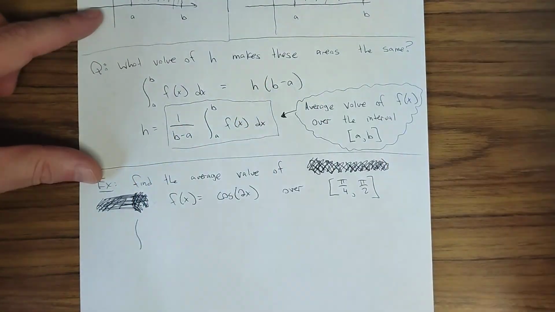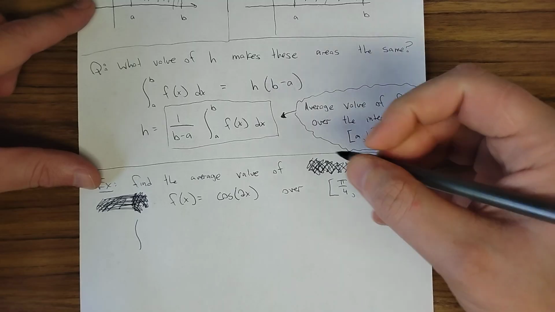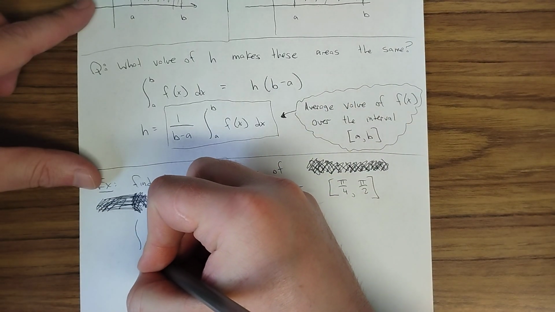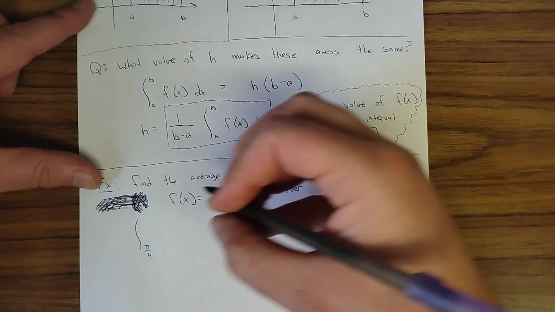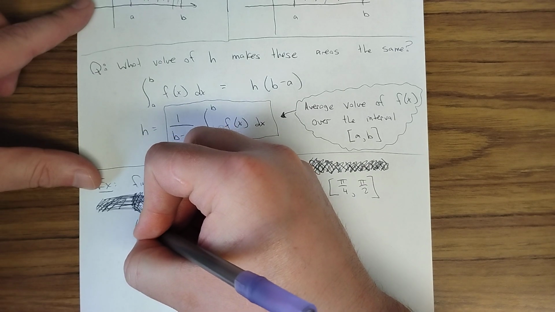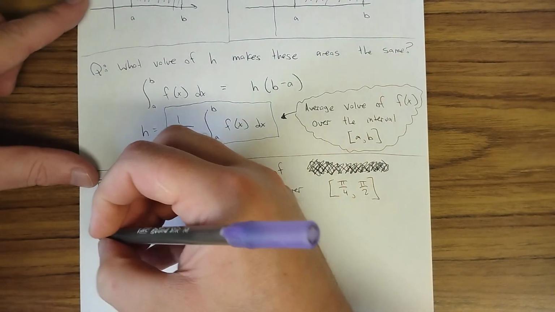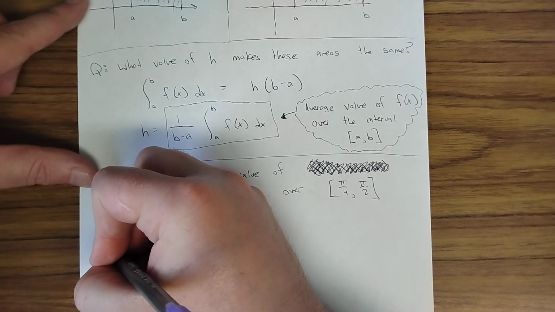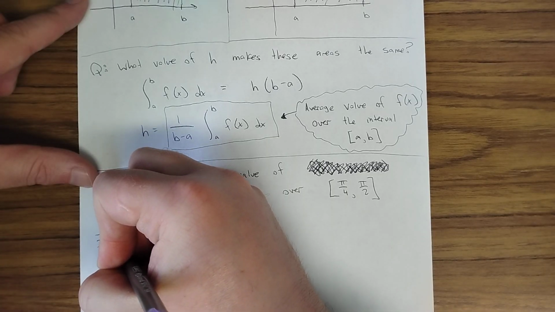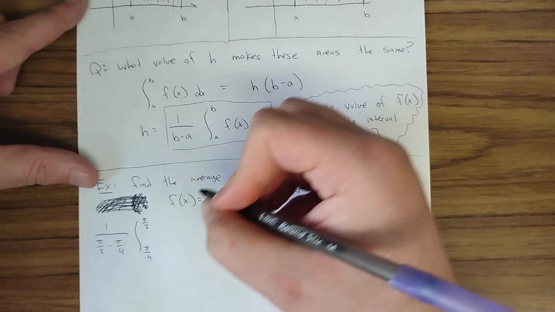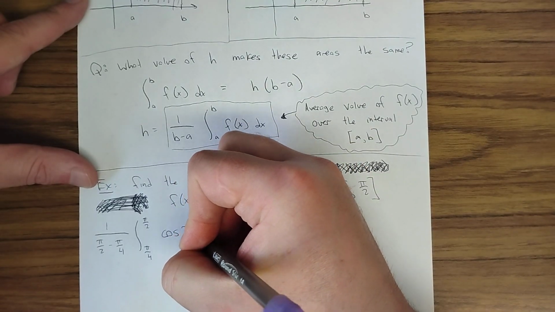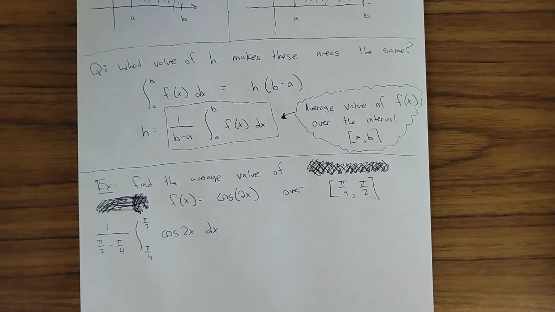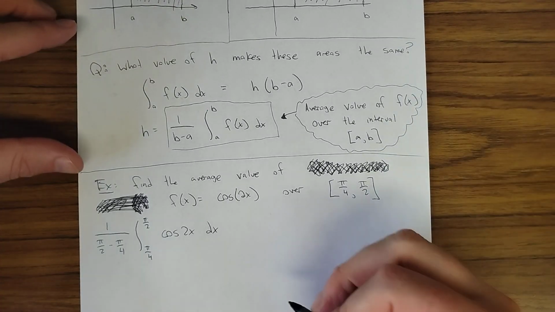And like I said, setting this up is literally just, okay, a goes here, b goes here. I'm going to have a 1 over b minus a. f of x goes here. That's the setup. Didn't really need to think very hard.